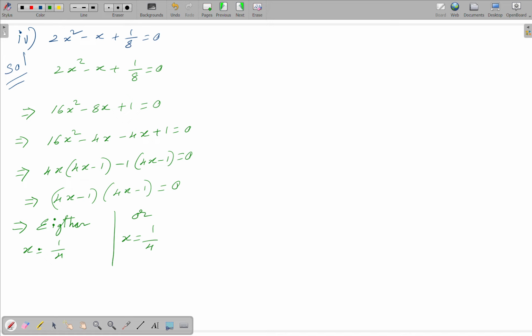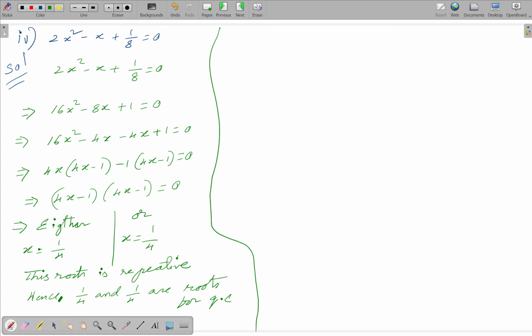So the roots are repetitive, hence the roots are 1/4 and 1/4 for the quadratic equation.